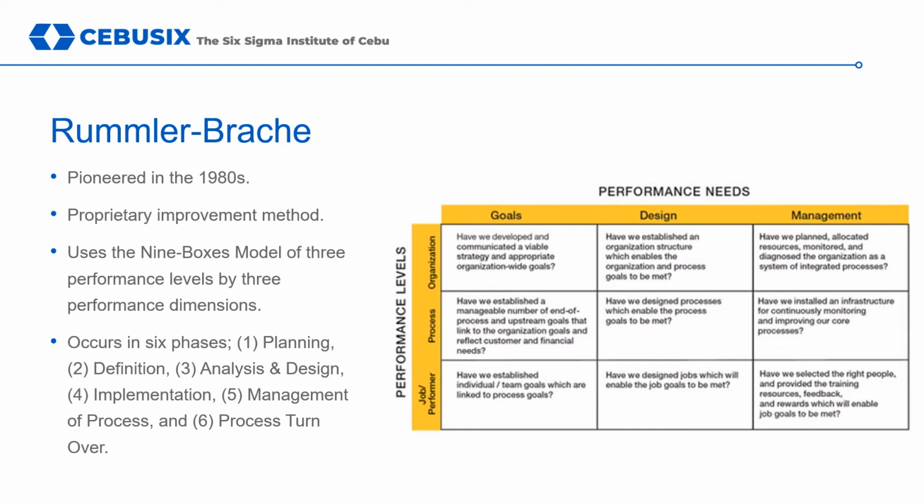One of the foundational concepts of the Rummler-Brache method is known as the nine boxes model. The model is created by a matrix of three performance levels and three performance dimensions. Performance levels are the performer, the process, and the organization. Dimensions are management, design, and goal. The process is split into six phases, which are planning, definition, analysis and design, implementation, management of process, and process turnover. These phases are further broken down into 14 separate steps.